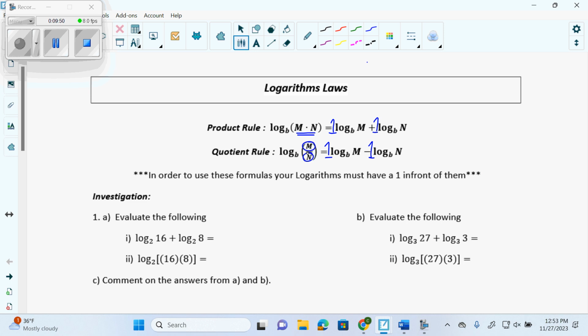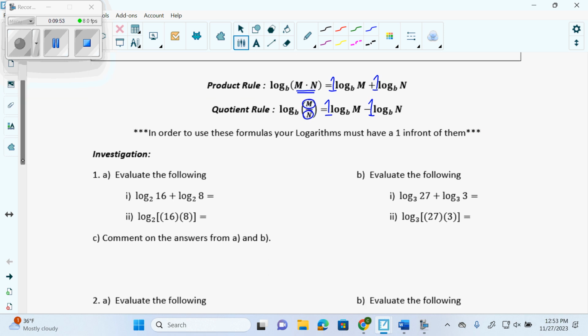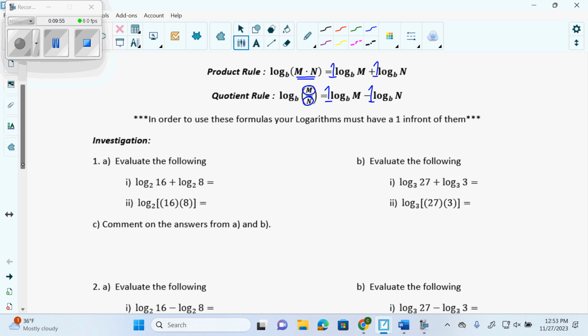So we're going to talk about the two of these. If I type this into my calculator, log base 2 of 16 plus log base 2 of 8. Technically you wouldn't even have to type them into your calculator, because what is your calculator doing? It's saying 2 to what power is 16? Well, that's 4. Plus 2 to what power is 8? 3. So I actually get 7 when I type this in.